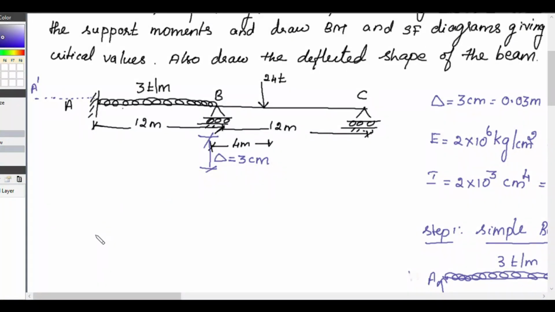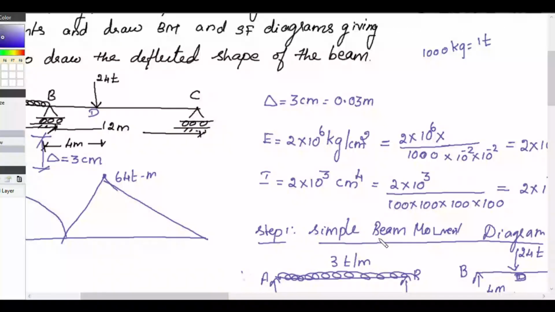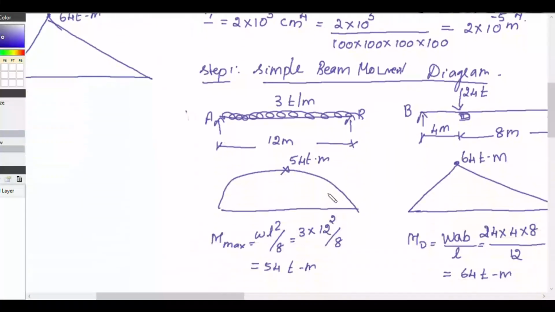So our simple beam moment diagram is, for AB we have a parabola, and for BC the maximum value is at D. We will take this point as D. The maximum value is at D. So the values are, here it is 54 ton-meter, and at this point the value is 64 ton-meter. It is 54 and 64.